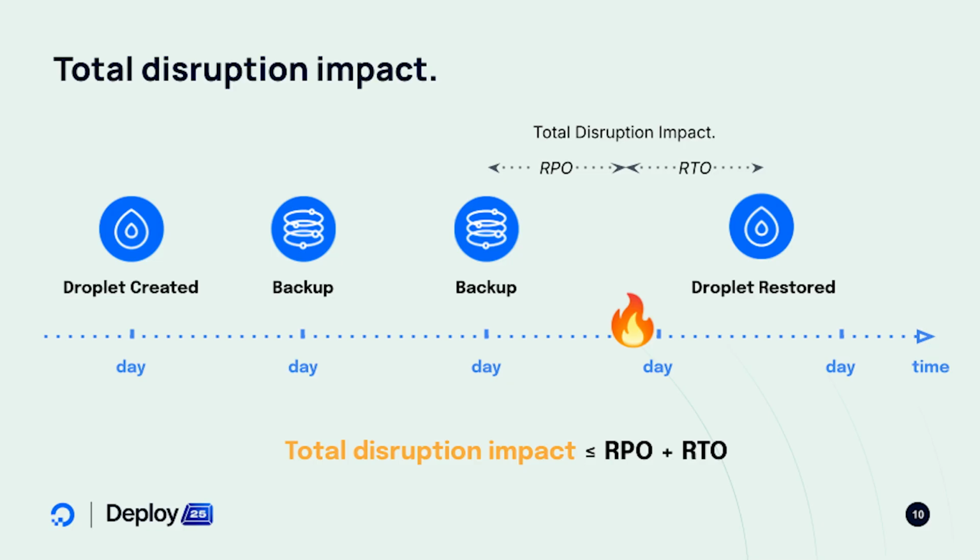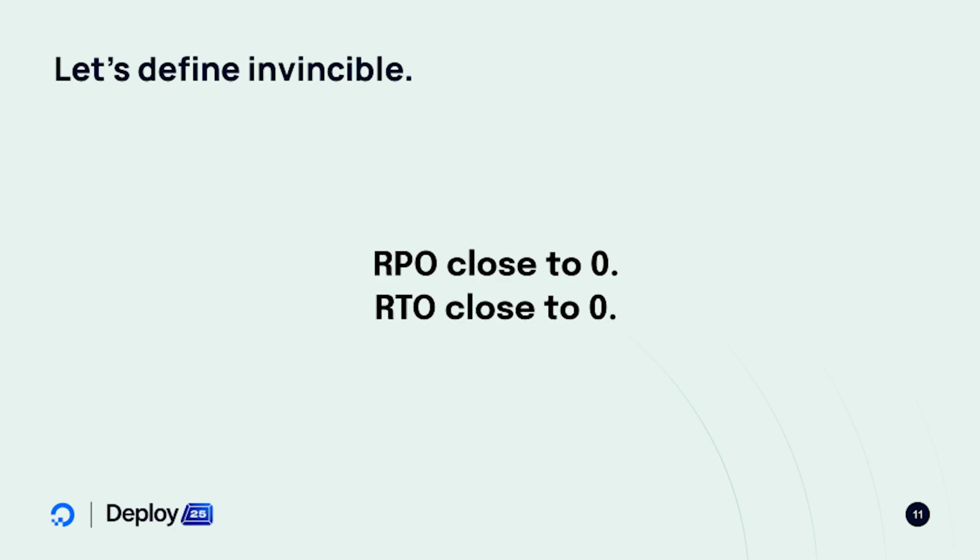So in case of a disaster, what's going to be the total disruption impact? It's going to be recovery point objective plus recovery time objective. Because users already interacted with your service before the disaster and all that data is lost, and then you also lost some time after the disaster. So total disruption is RPO plus RTO. And this will be the definition of an invincible app in this talk. We don't want any downtime. We want recovery to be instant and automatic, which means recovery time objective should be close to 0, and recovery point objective should be close to 0, both of them.